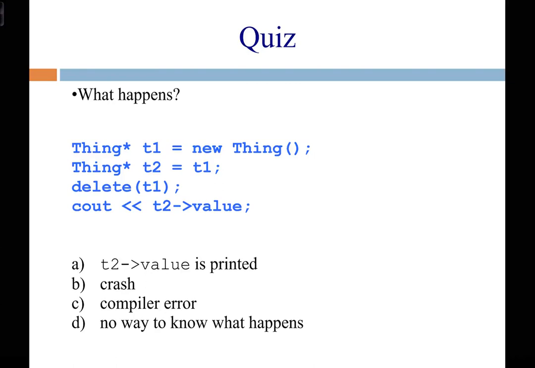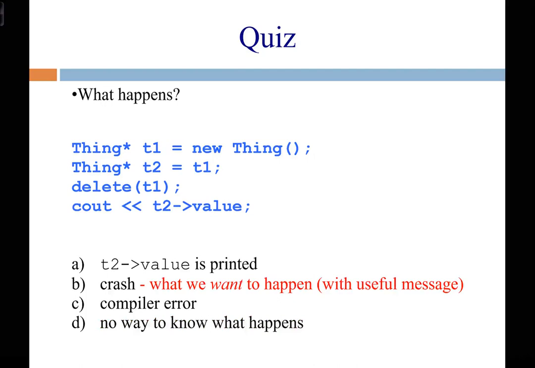It'll probably actually print T2.value, but you can't prove it. That's really bad. D is the worst possibility here. This is the worst thing that could happen, because then we have an error without knowing it. What we want to happen is for it to tell us that we've done something stupid.